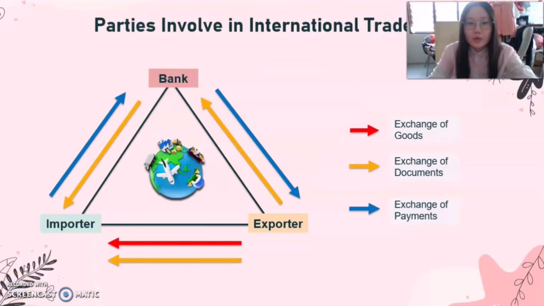Let us look at the types of exchange involved in international trade. In the exchange of goods, the exporter will send the goods to the importer. In the exchange of documents, the exporter sends the trade documents to the bank, and then the bank sends them to the importer, or the exporter will just directly send the trade documents to the importer. Lastly, in the exchange of payment, the importer pays the payment to the bank, and then the bank will send the payment to the exporter.